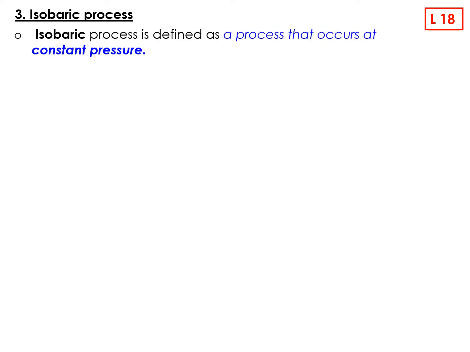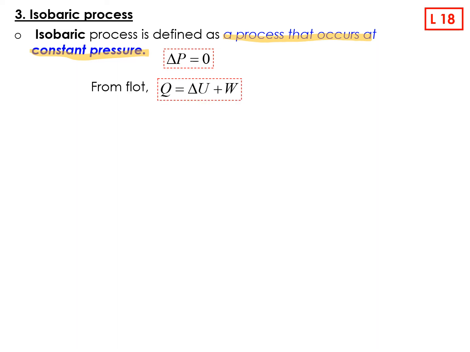The next thermodynamic process is the isobaric process. So what is meant by an isobaric process? An isobaric process is defined as a process that occurs at constant pressure. So it means the pressure is constant and ΔP is equal to 0. There is no change in pressure. So from the first law of thermodynamics equation, Q = ΔU + W.